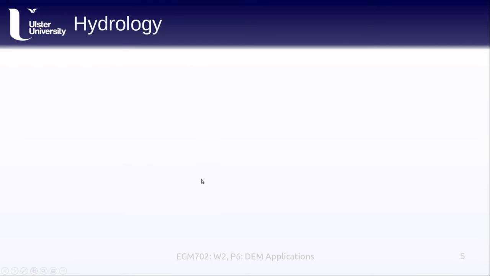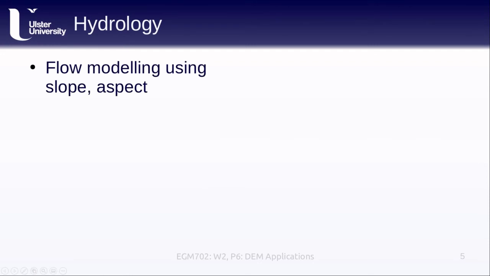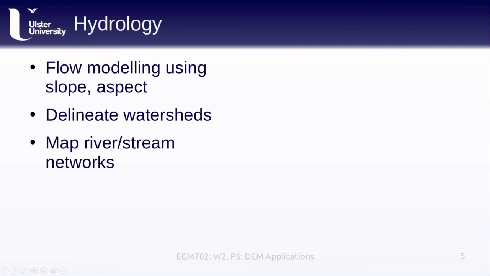So starting with the field of hydrology, there are a number of applications for DEMs in hydrology. We can use the slope and aspect to do some flow modeling, so to figure out where water would be flowing on the surface. We can use this to delineate watersheds and map river and stream networks, but we can also use it to map things like flood depth and extent.